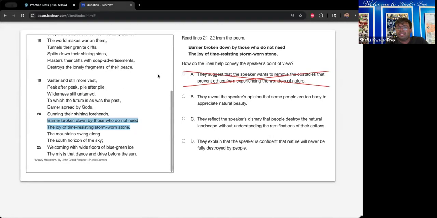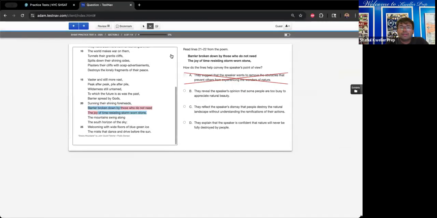They reveal the speaker's opinion that some people are too busy. Like some people are too busy is not even talked about here. It's just talking about how there is a barrier broken down by those who do not need the joy of time-resisting storm-worn stone. So I'm assuming those who do not need the joy, those are like humans, and how they're breaking down nature. So let's rule out B.